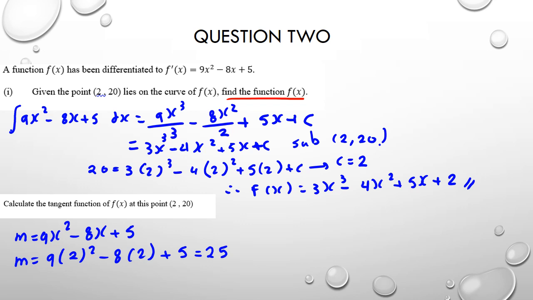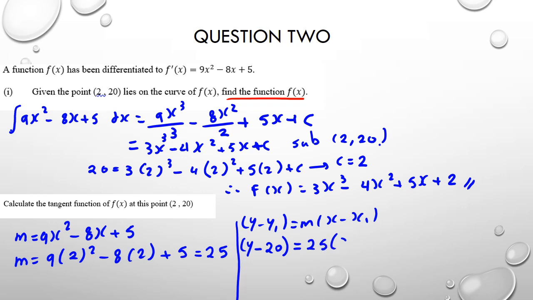That's the gradient. Now they want the equation of the tangent line, so we will use y minus y1 equal m times x minus x1. So y minus 20 equal 25 times x minus 2. Rearrange and simplify. You will end up with y equal 25x minus 30.